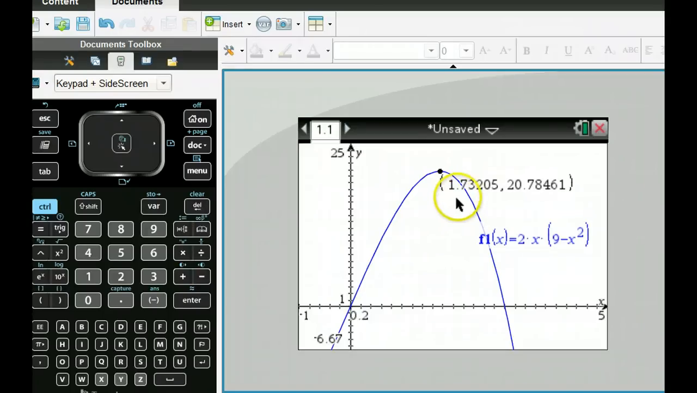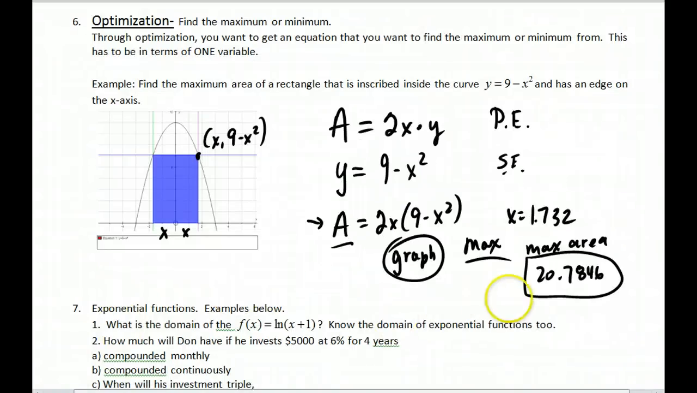So what does this mean? Well, that's my x value. What does the 20 mean? Oh, that would be your maximum area that you'd be talking about. So this answer is my maximum area. Where did it occur? X equal to 1.732.